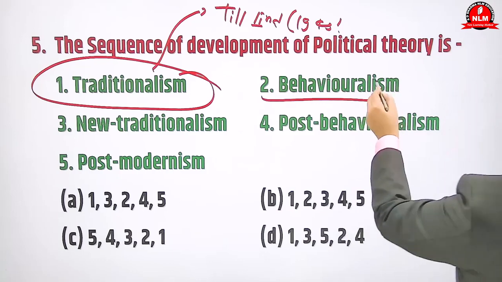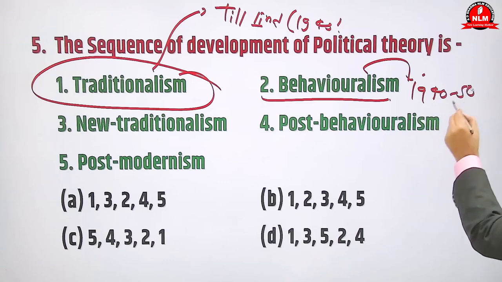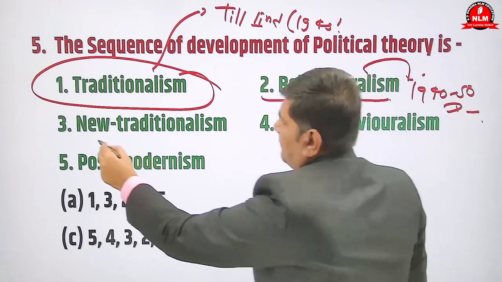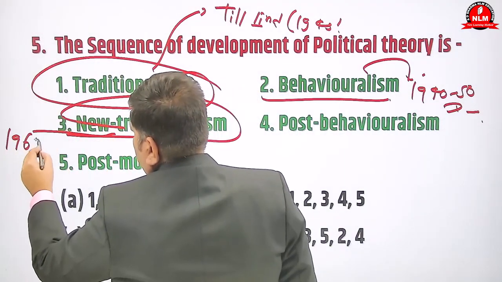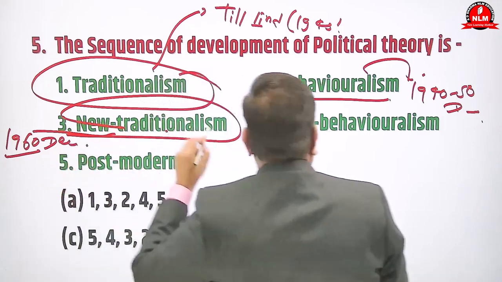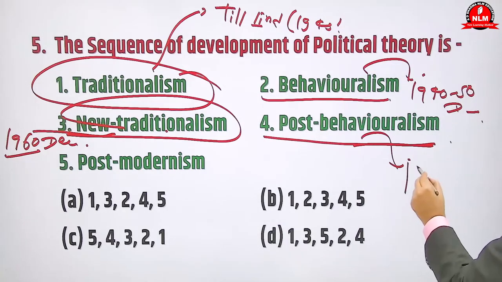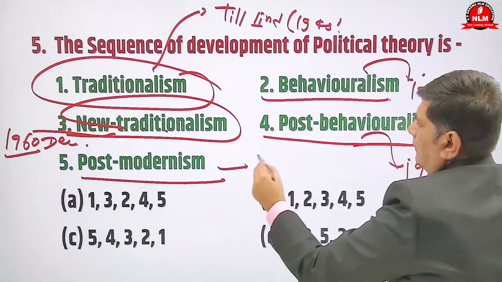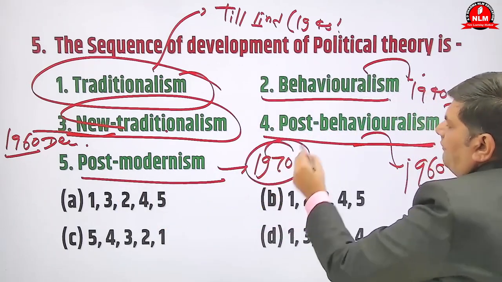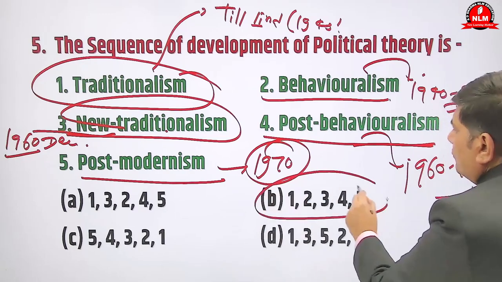Behavioralism was effective in political science in the 1940-50 decade. New traditionalism was effective in political science in the 1960 decade. Post-behavioralism was effective in political science in the 1960-70 decade. Postmodernism was effective in political science in the 1970 decade. So the right answer is A, B, C, D. The right answer is first 2, 3, 4, B.